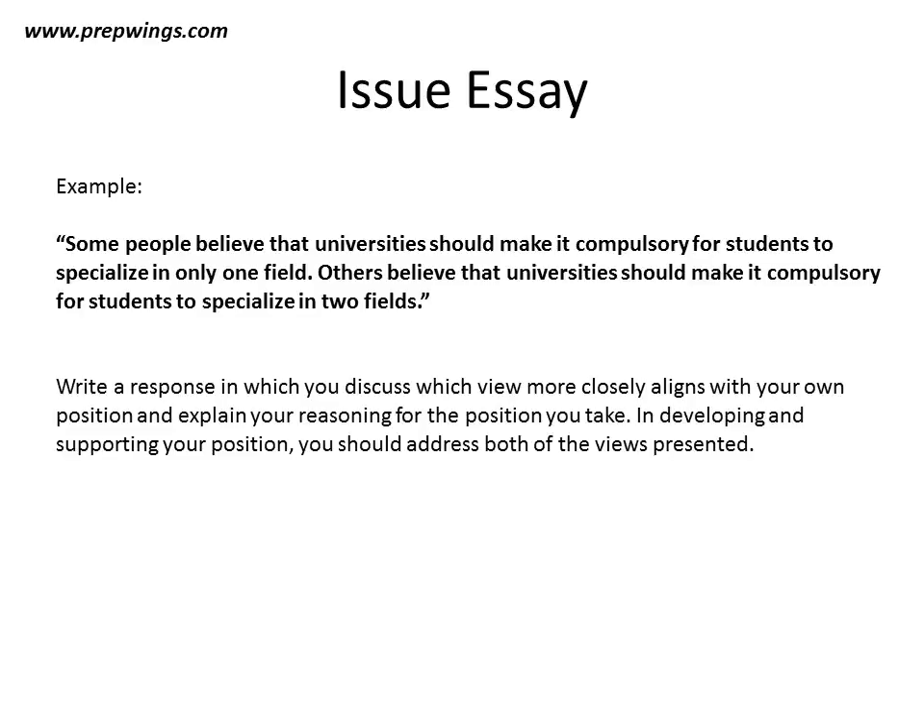So the example that we saw in the last video says that some people believe that universities should make it compulsory for students to specialize in only one field. Others believe that universities should make it compulsory for students to specialize in two fields. Okay. So the issue question says to write a response in which you discuss which view more closely aligns with your own position and explain your reasoning for the position you take. In developing and supporting your position, you should address both the views presented.